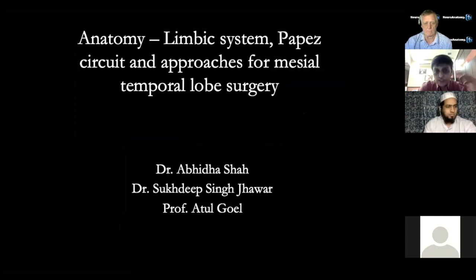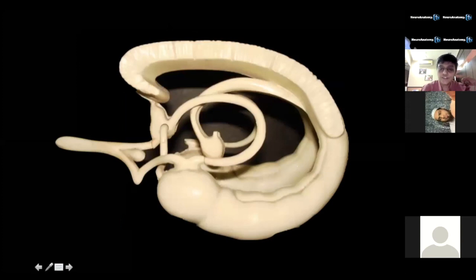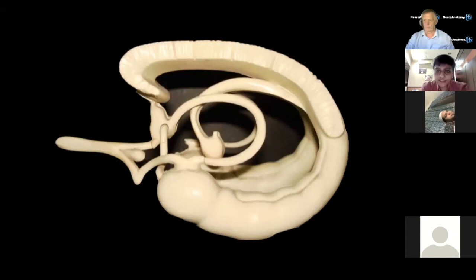Okay. So let's continue with this second phase of the second lecture about intrinsic brain anatomy. And today we are going to discuss the limbic system, Papez circuit, and approaches for mesial temporal surgery. So this complex structure that you see here is your whole limbic system. It's quite complex because it has many intricate connections that we don't normally see or visualize while we are operating on the brain.